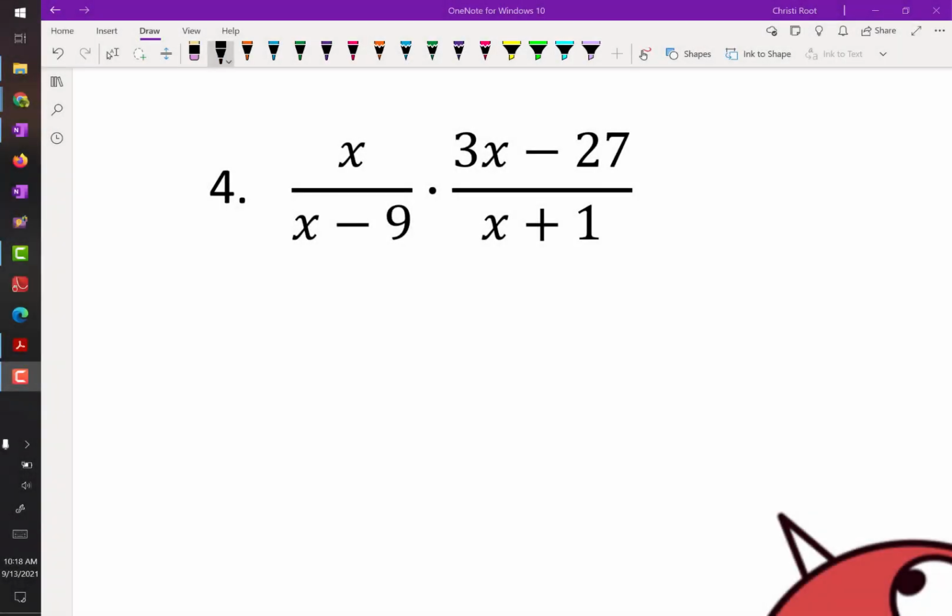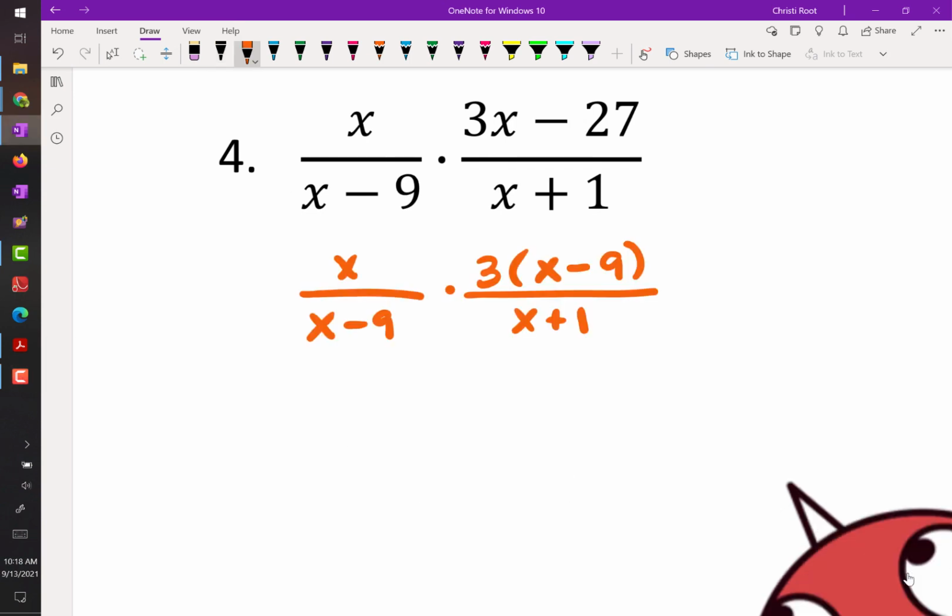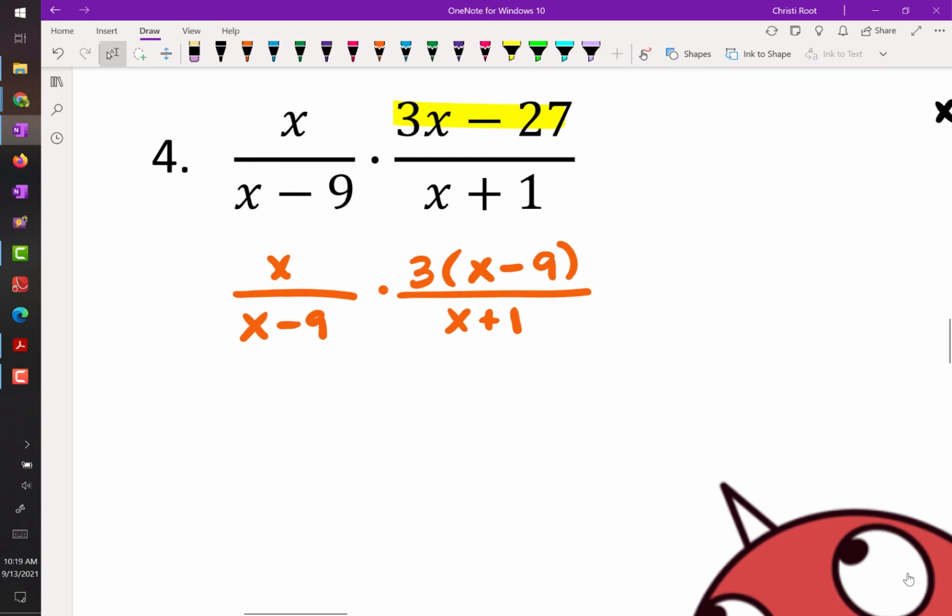Okay, so on number 4, we're going to pause the video, and I want you to try to factor as much as you can on your own. There's really not much. And then let's see what happens. It looks like we only have one little section that needs to be factored, and this section has a greatest common factor of 3. Now what I need to do is write down my excluded values. So this x cannot be positive 9, and this x cannot be negative 1.